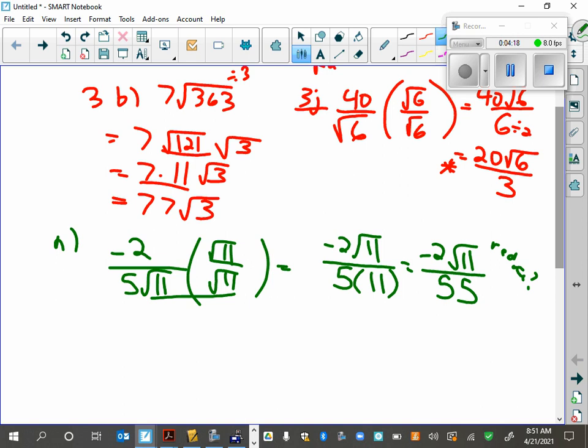Anytime, so no radicals in the denom, said Jesus on the Sermon on the Mount.